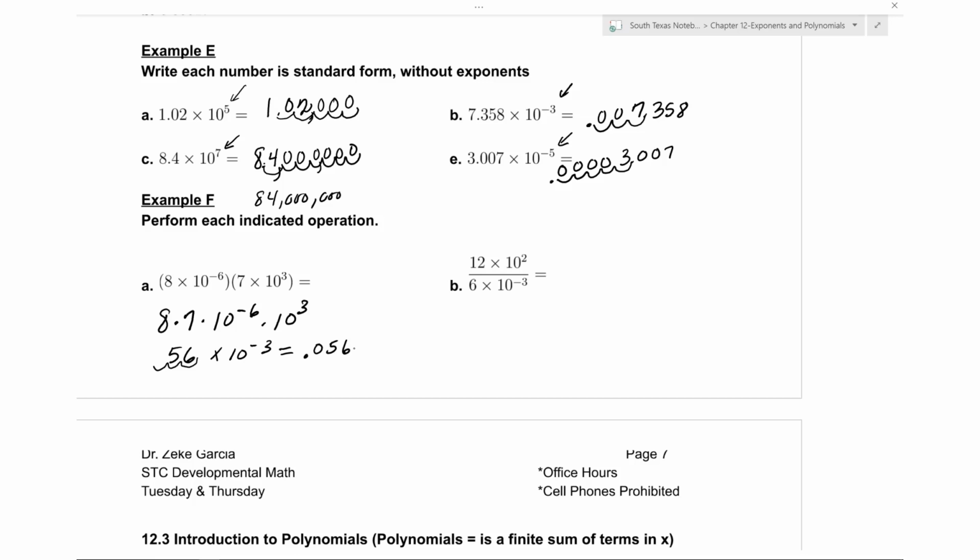For B, we're going to divide 12 divided by 6, which is going to be 2 times 10. And we know that we have to subtract the exponents. So it's 2 minus a negative 3. That's positive, so that's going to be 5. So we have 2, and we're going to go 1, 2, 3, 4, 5. So it will be 200,000.